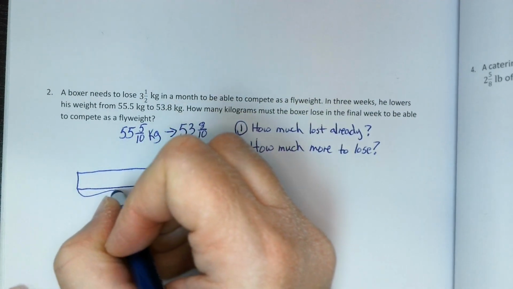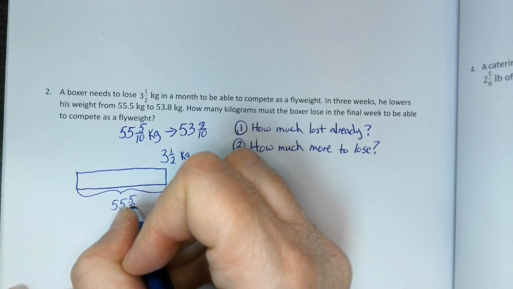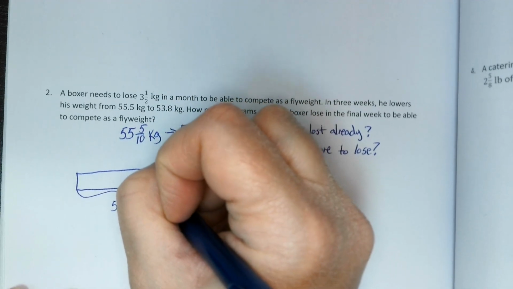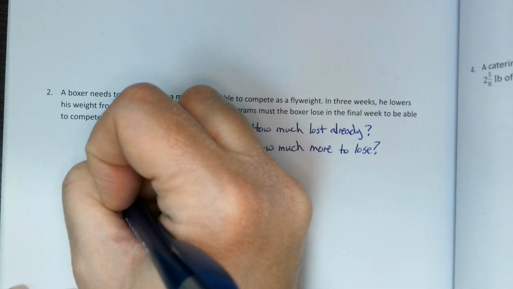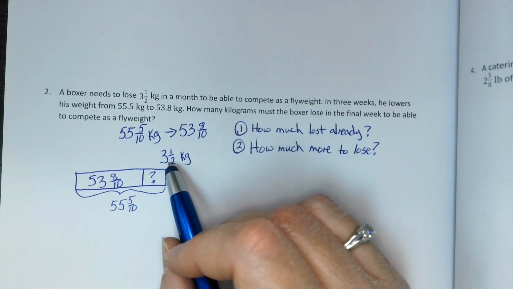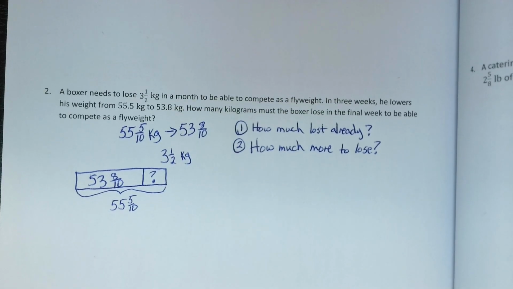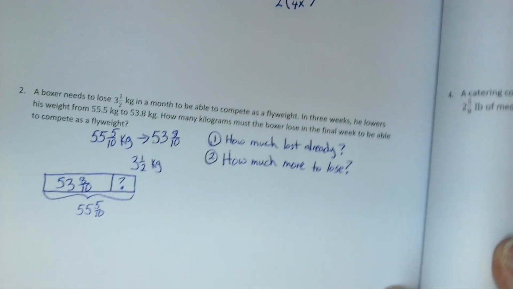he started out at 55 5/10, but he lost some amount to get to 53 8/10. And once we find that amount, we should be able to use that number with the 3.5 to find out how much more he has to lose. Again, pause and solve as needed.